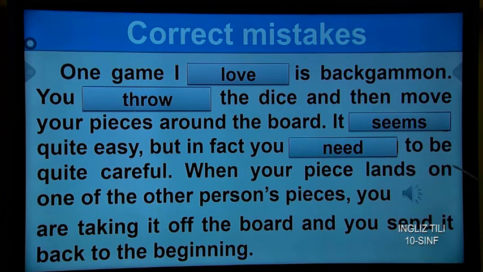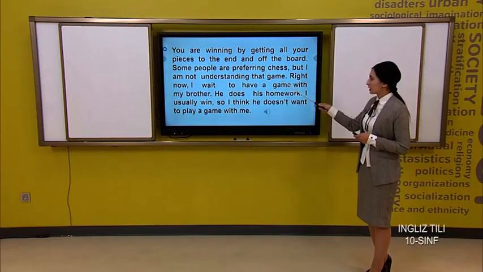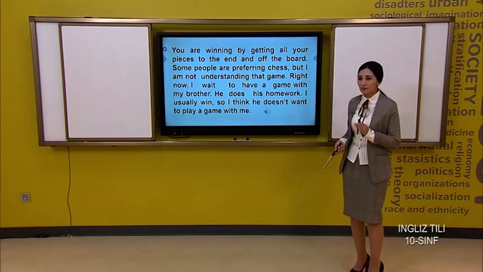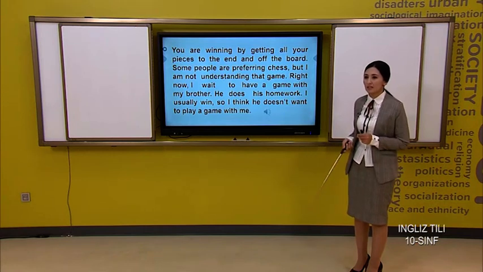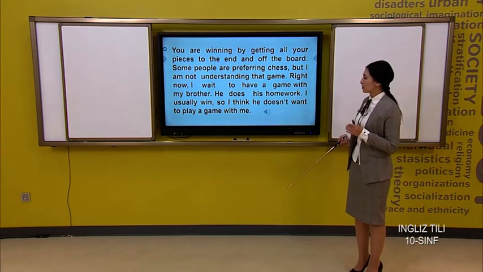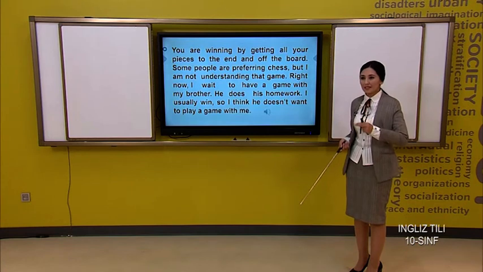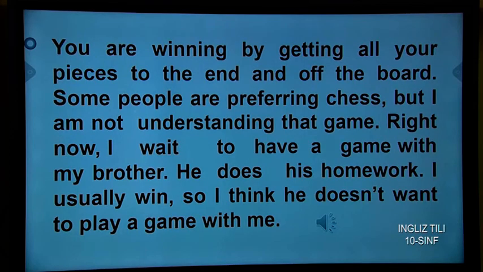When your piece lands on one of the other person's pieces, you are taking it off the board and you send it back to the beginning. Here the mistake, take, not taking, because we continue talking about the rules. The second part of this activity, again you have 20 seconds, then we will discuss it together. Here you have to change some present simple forms to present continuous. Please be careful.